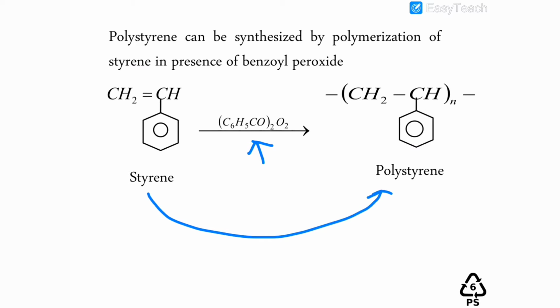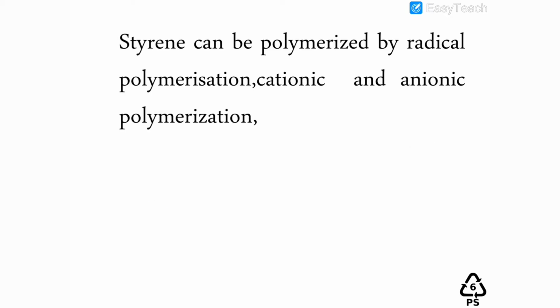The first step is when benzene reacts with ethene in presence of AlCl3 to give ethyl benzene, which further reacts with a catalyst to give styrene. Styrene then polymerizes in presence of benzoyl peroxide to give polystyrene. This is the method for the synthesis of polystyrene. Another point is that styrene can be polymerized by radical polymerization or cationic or anionic polymerization.